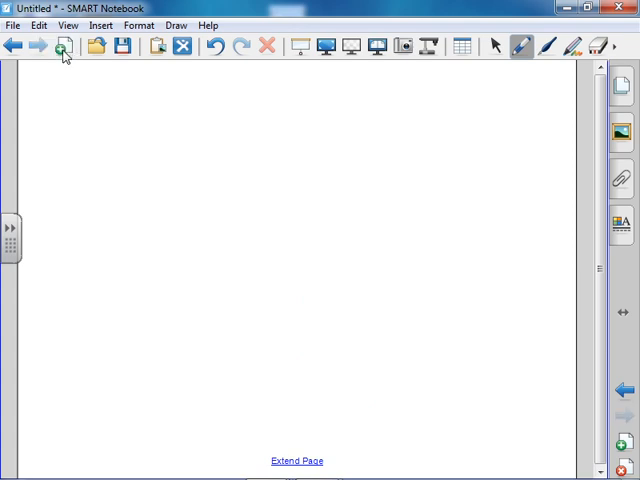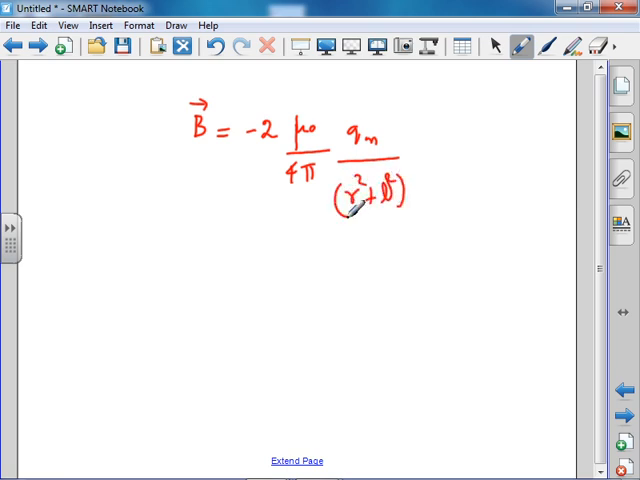So let me say once again, what is this? B vector is equal to minus 2 mu naught by 4 pi Qm by r dash squared, isn't it? For this r dash squared, the value of r dash is r squared plus L square, the whole power half. You square that again, because we need r dash square. Now you have understood, I hope.